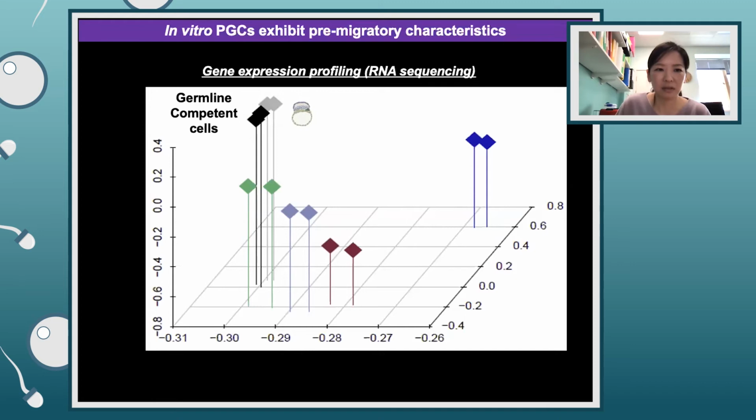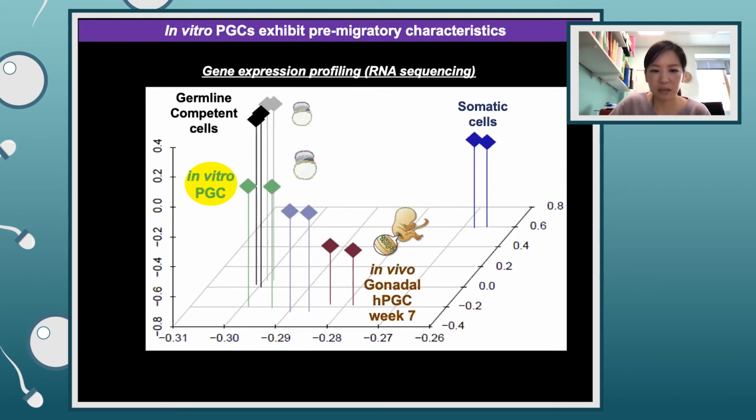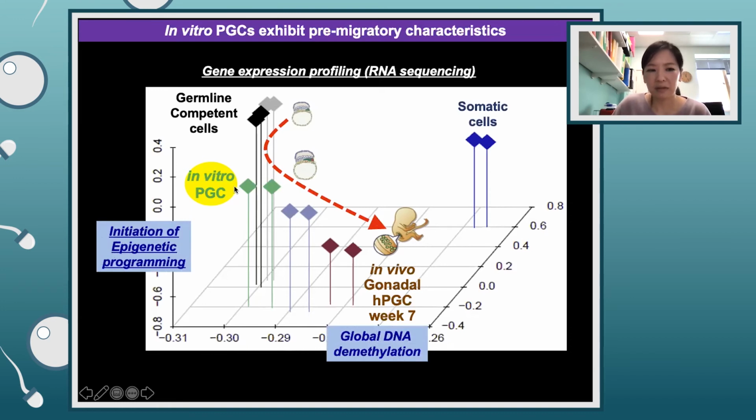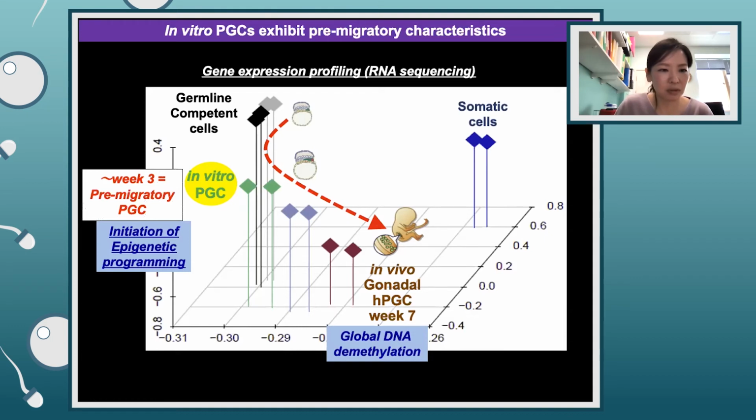So here is the precursor germline competent cells, and this is plotted far away from somatic cells. And here are the in vitro induced PGCs. And this is in vivo gonadal PGCs from week 7. So we can see a very nice developmental trajectory from the precursor towards gonadal PGCs through in vitro induced PGCs. On top of the characterization of the global DNA demethylation profiling, we can speculate that the in vitro induced PGCs are equivalent to week 3 PGCs, which is before migrating towards the gonad.